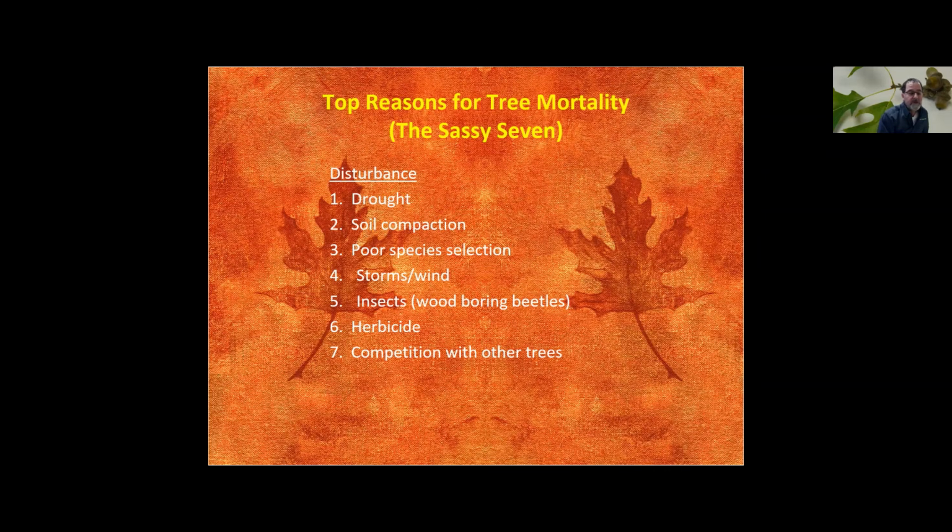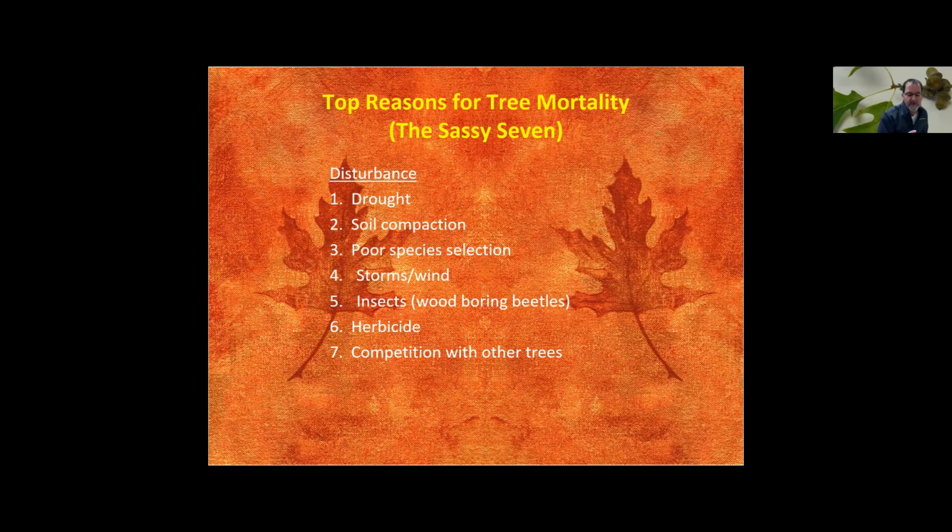Many of the people in this audience today are probably licensed and they know how to use herbicides safely. But still, it is a concern. And then competition with other trees. We plant trees and in time, they begin to shade each other out. People wonder why my dogwood is no longer flowering. It used to flower. Well, maybe it's because it's just become too shaded.